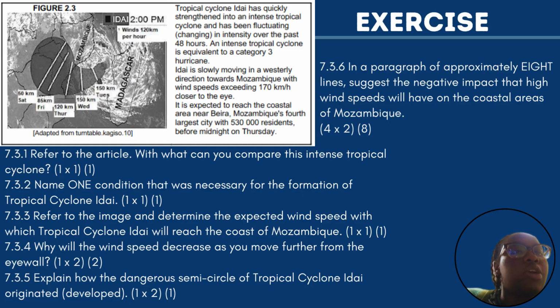And then the next question says, refer to the image and determine the expected wind speed with which the cyclone will reach Mozambique. We expect it to be about 120 kilometers per hour. And then question 4 says, why will the wind speed decrease as you move further from the eye wall? Because the pressure gradient decreases when you move away from the eye. Then the last question says, explain how the dangerous semicircle of tropical cyclone Idai originated and developed. And then lastly, in a paragraph of approximately 8 lines, suggest the negative impacts that it will have. So particularly for the last question, you can expect that to come for 8 marks. Like that's been standard so far.